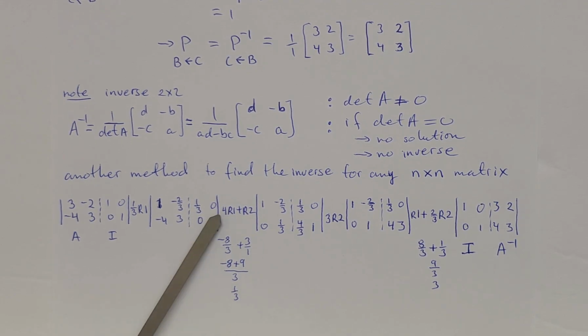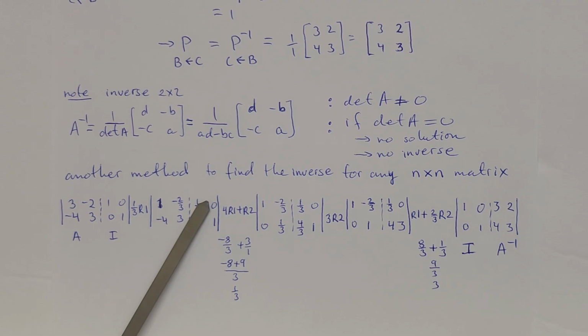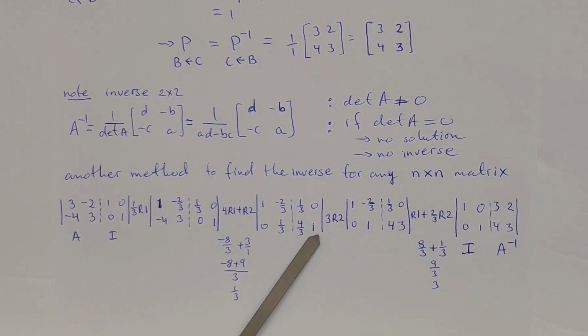Okay, next 4 times 1/3 is 4/3 plus 0 is this 4/3. 4 times 0 is 0. 0 plus 1 is this 1. Okay, next I need this 1/3 to be a 1, so multiply by 3. 3 times 1/3 gives me this 1. 3 times 4/3, the 3 goes away, I have 4. And then 3 times 1 is this 3.